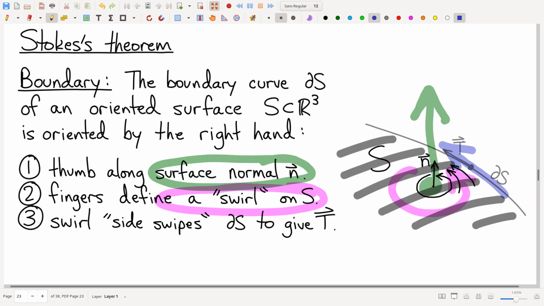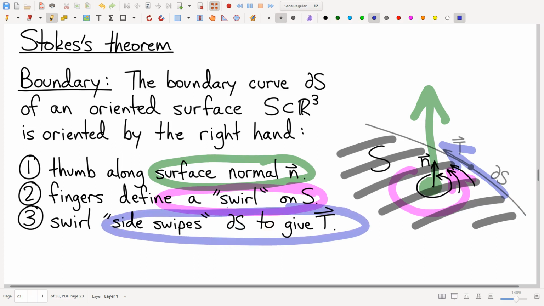How this purple swirl, when it butts up against the boundary curve, is pointing that way. And that is our orientation for our boundary curve. Is that cool? It's arbitrary, right? But this is a highly standard and meaningfully useful convention. Does everybody understand? Is everybody happy?